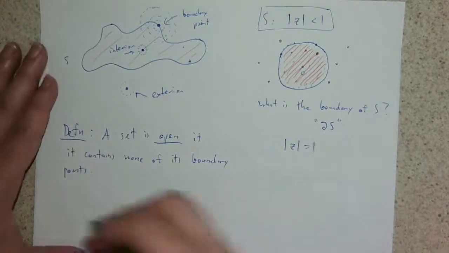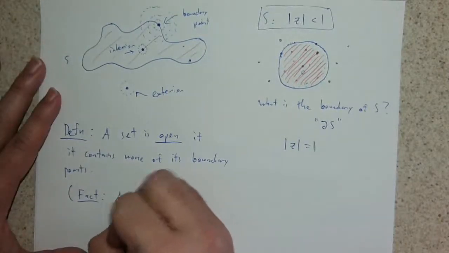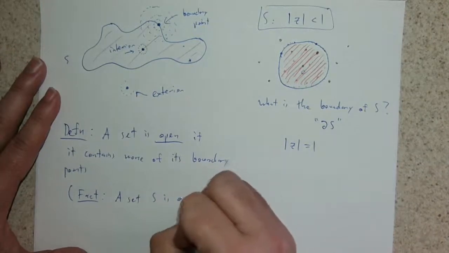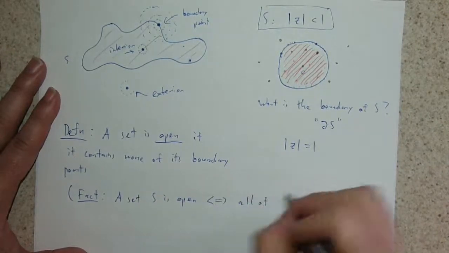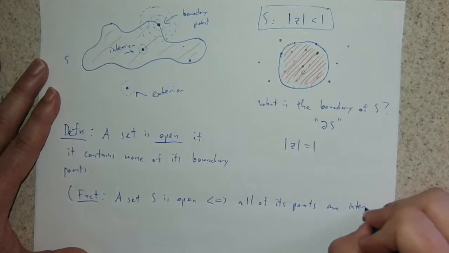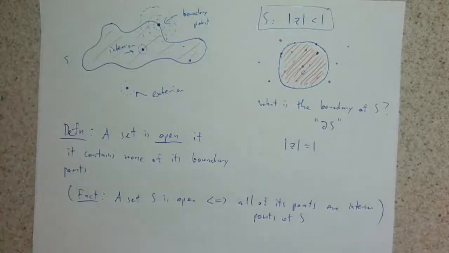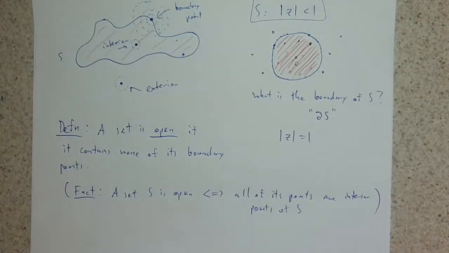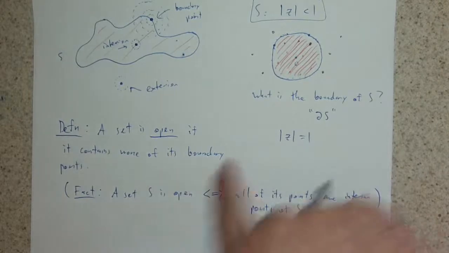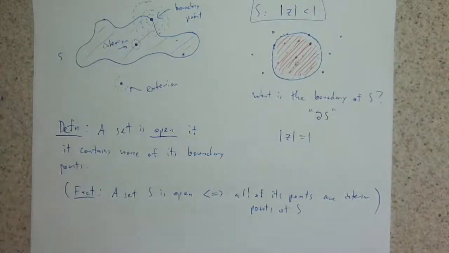In fact, it is a fact that a set S is open if and only if all of its points are interior points. This is kind of the key fact. Just from the definition that it doesn't contain any of its boundary points, it basically means that the only candidate points that could be contained in S have to be interior points. I'll let you reason that out from the definitions we've gone over. But all of its points are interior points.